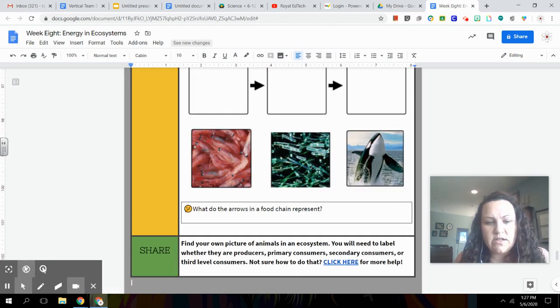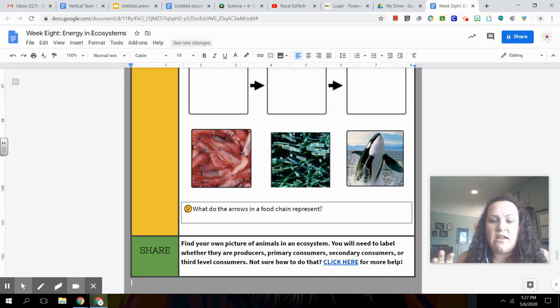The last part of your assignment this week is that it's going to challenge you to find your own ecosystem photograph, post it in there, and then label the different roles in the ecosystem. And there is a video that helps explain that in much better detail right there.